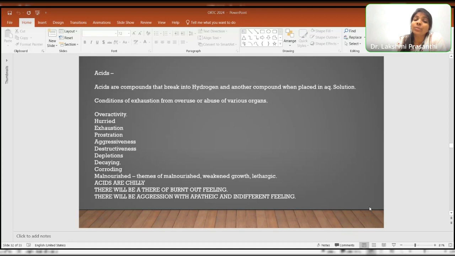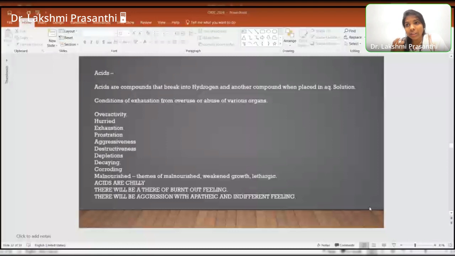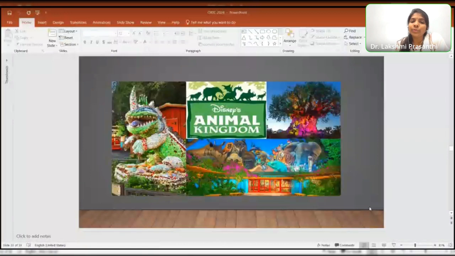And acids are mostly chilly, with the burnt out feeling, with the feeling of being apathetic and indifferent because they have done too much. So there is a story or a theme of doing too much, then getting exhausted to a phase that they come into an apathetic or indifferent feeling. Okay. So now let's talk about the beautiful kingdom, the animal kingdom.